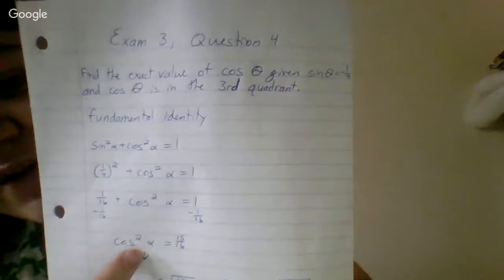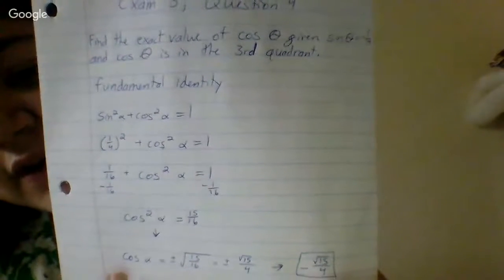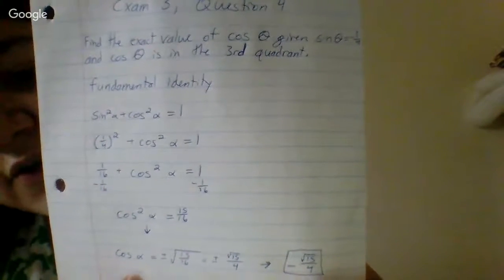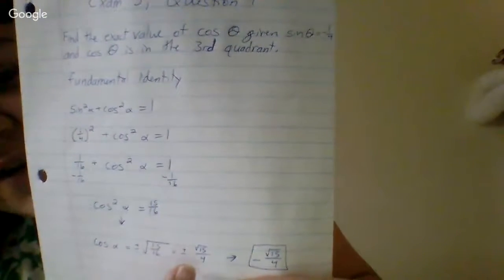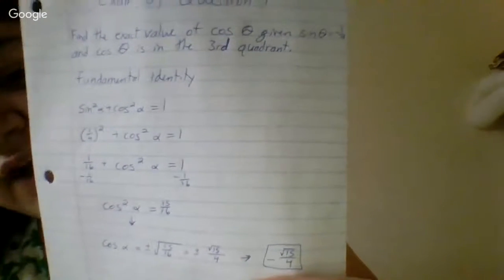Now, for this, we need to take the square root of both sides because we need to get cosine by itself because we're looking for cosine. We're not looking for cosine squared. So we're going to take the square root, which eliminates the squared on the cosine, but then it gives us a plus or minus the square root of 15/16, which we can take the square root of the bottom, which gives us 4, but we can't take the square root of the top. So we're just going to leave that one under square root, and it's plus or minus.